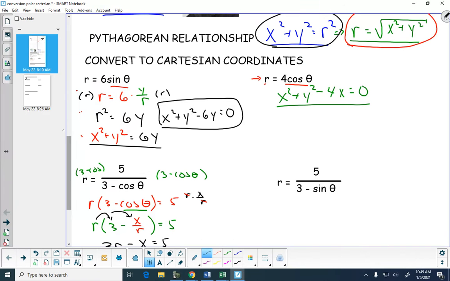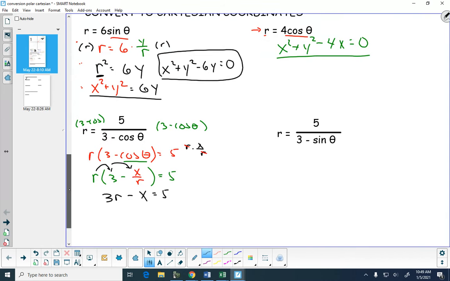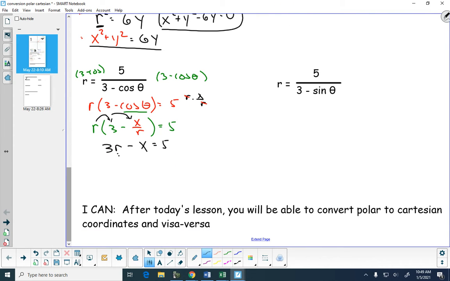When we did the first ones up here, we had an r squared, which was an easy substitution, x squared plus y squared. We don't have that anymore. We just have an r. So the only substitution that we can put in for that is the square root of x squared plus y squared. Now I'm also going to take the x to the other side. So we're left with the square root of x squared plus y squared, times 3, equals x plus 5.